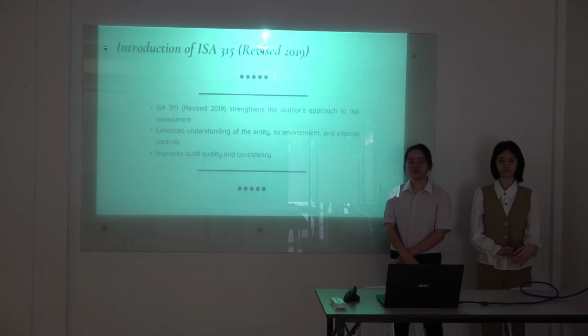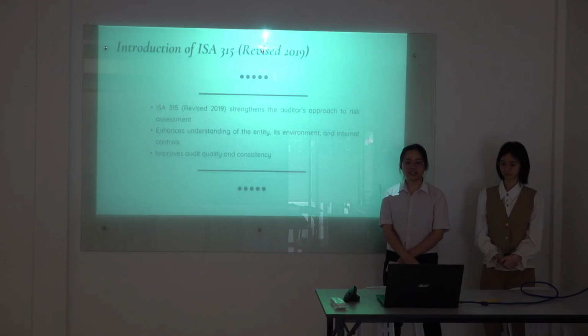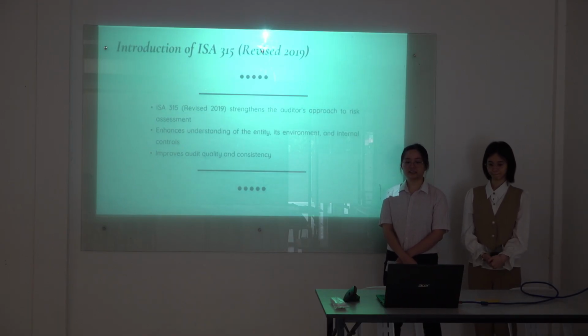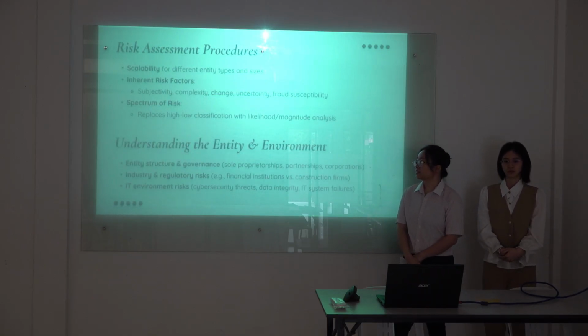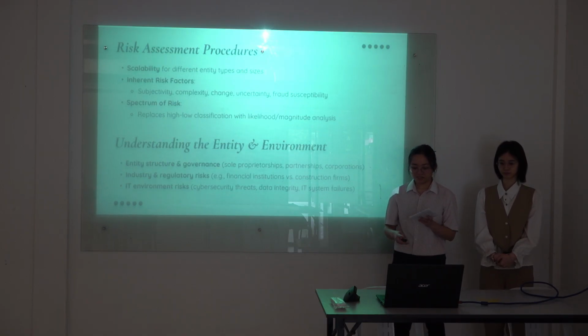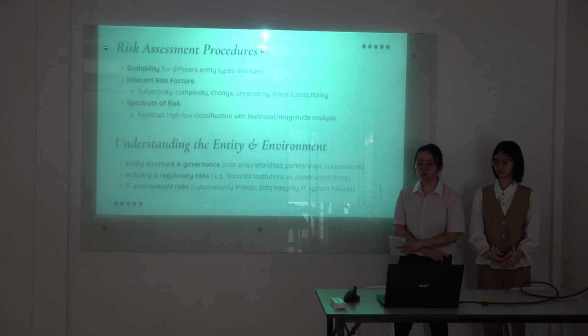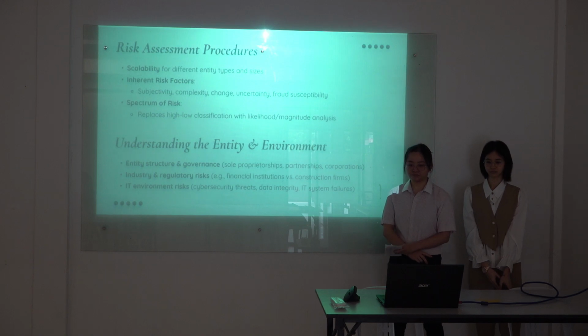ISA 315 revised 2019 is a critical standard that strengthens the audit's approach to risk assessments. It enhances the understanding of the entity, its environment, and internal controls. It also improves audit quality and consistency. The standard introduces a scalable approach, allowing auditors to perform risk assessments for different types of entities.